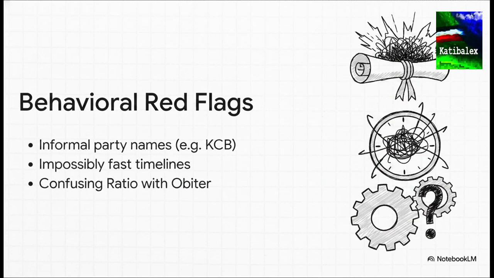Also, keep an eye out for behavioral red flags when reviewing output. AI models love using informal party names, like just writing KCB instead of the formal Kenya Commercial Bank Limited. They'll invent impossibly fast timelines, like an ELRC decision and a Supreme Court appeal resolving in the exact same year. And crucially, AI often completely fails to distinguish between a binding ratio and passing comments, improperly serving up non-binding obiter dicta as what the court held.